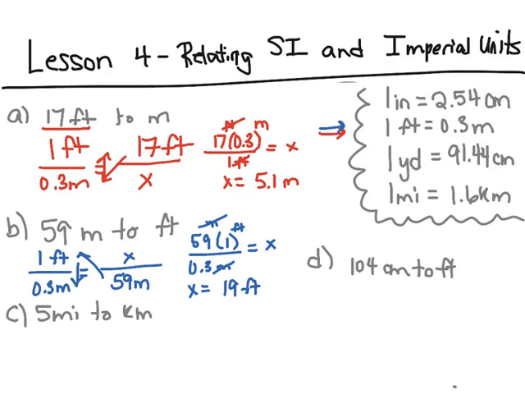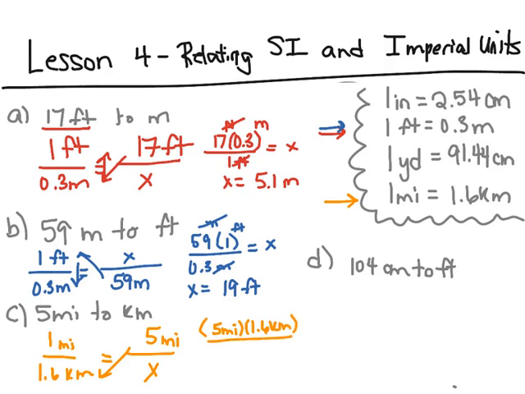For part C, we're going miles to kilometers. So we know 1 mile is 1.6 kilometers. We want to find for 5 miles how many kilometers. Cross multiply and divide. So we have 5 miles times 1.6 kilometers divided by 1 mile. Our miles will cancel, and we'll be left with x is equal to 8 kilometers.